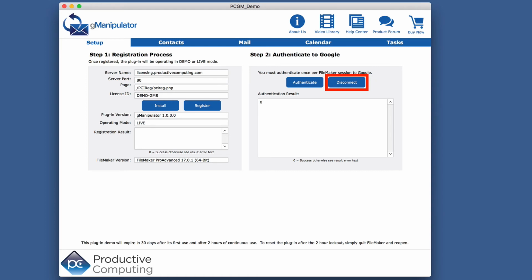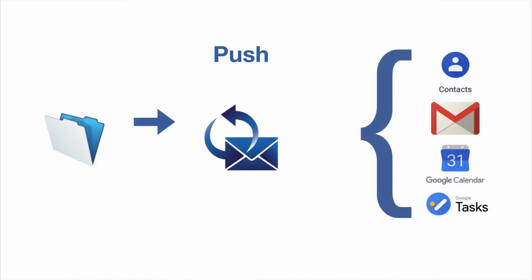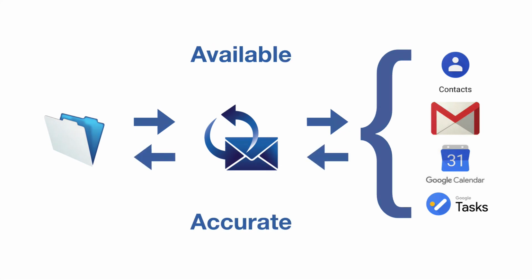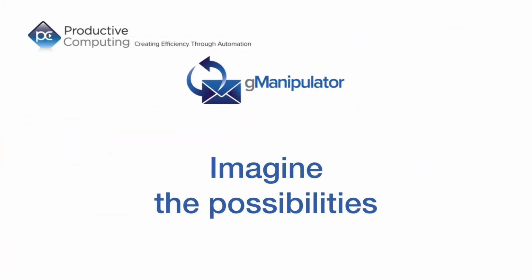That's it. In just a few minutes, you can be getting all the benefits of having control of your Google Suite info with your FileMaker solution. This means all of your information is available and accurate on any device that accesses your Google information. This is just a small sample of the possibilities.